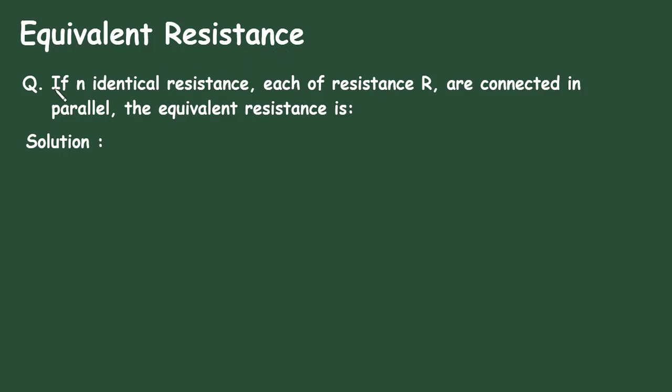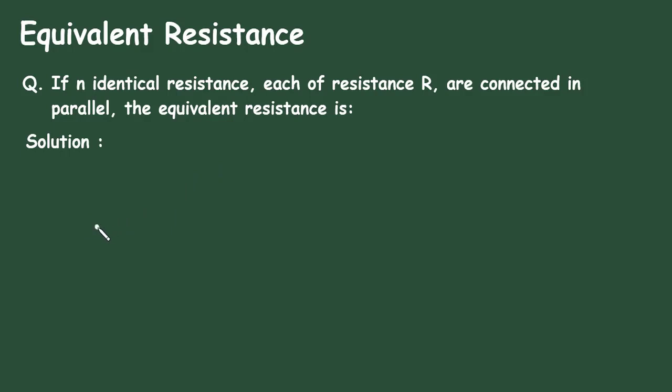Equivalent resistance. Question: if n identical resistances, each of resistance R, are connected in parallel, the equivalent resistance is. So we have to find the formula when n identical, that means same, resistances are connected in parallel and each has the resistance of R ohm. So we have to find its formula.